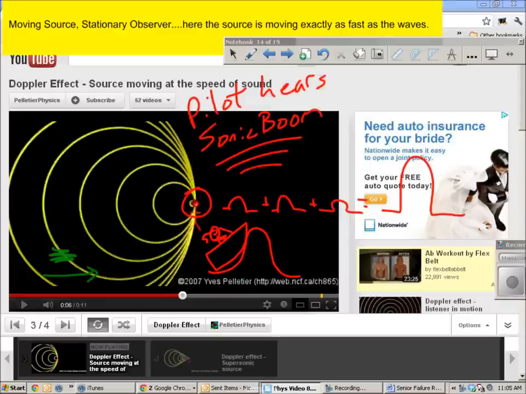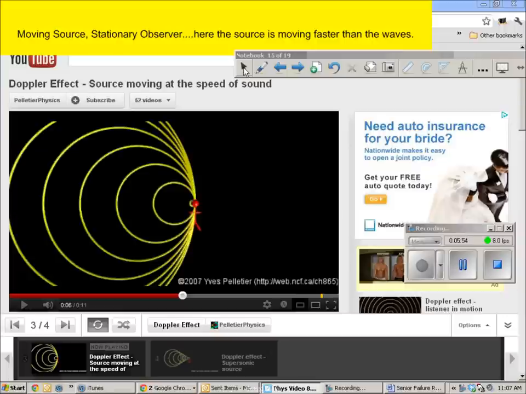All right, and it's a result of the fact that he's hearing all of these sounds simultaneously, and he hears what's called a sonic boom. It sounds like a thunderclap. It's sort of him catching up to all the sounds that he's produced simultaneously. Okay, so that's what it looks like if the source is moving exactly at the same speed as the wave that it creates.